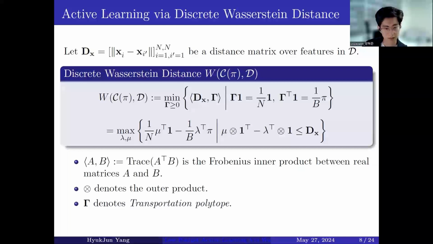If we represent the distance between samples with a matrix D and the selection and transportation method with a matrix gamma, the Frobenius inner product will calculate the total cost of transportation, and minimization of the cost will give us the Wasserstein distance. This gamma matrix is also known as the transportation polytope. The maximization is a dual problem to the minimization.